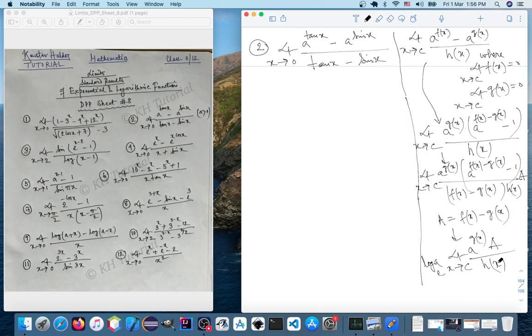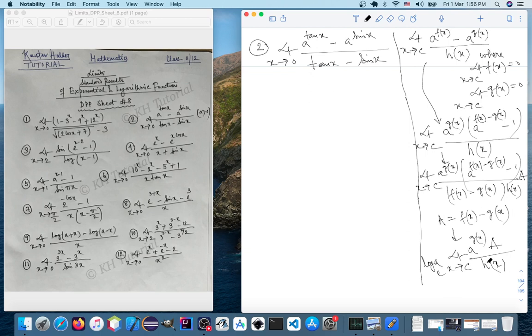We have to solve this. Hopefully this will be solvable. We have to solve this limit. This is the approach when the base is the same. We see two terms of the form a to the power x, the base is the same, but the x is different, some function of x.